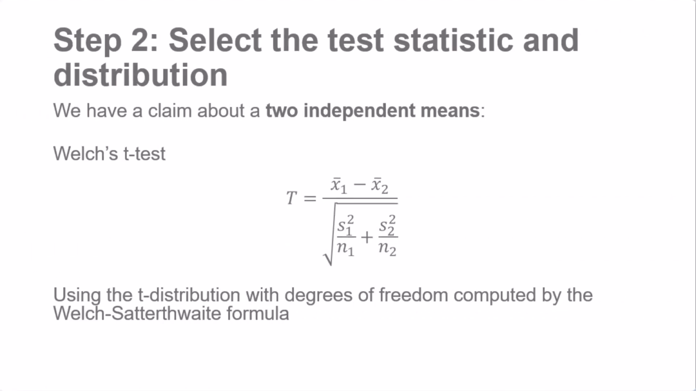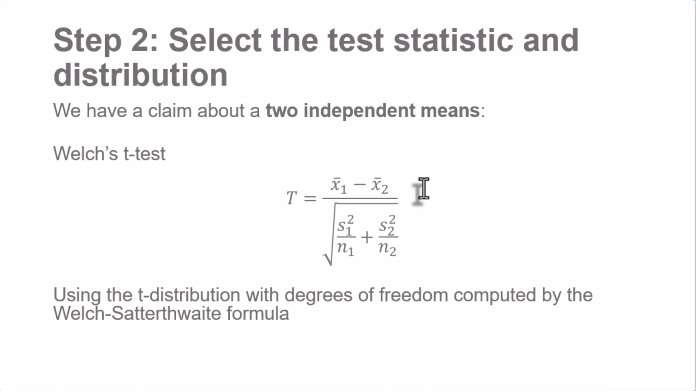Step two in our process is to select the test statistic and the distribution we'll be using. When we're testing a claim about two independent means, we're going to use what's called Welch's t-test, and the test statistic formula looks like this. The test statistic is going to be the difference in the sample means, so x1 bar minus x2 bar. That's on the top.